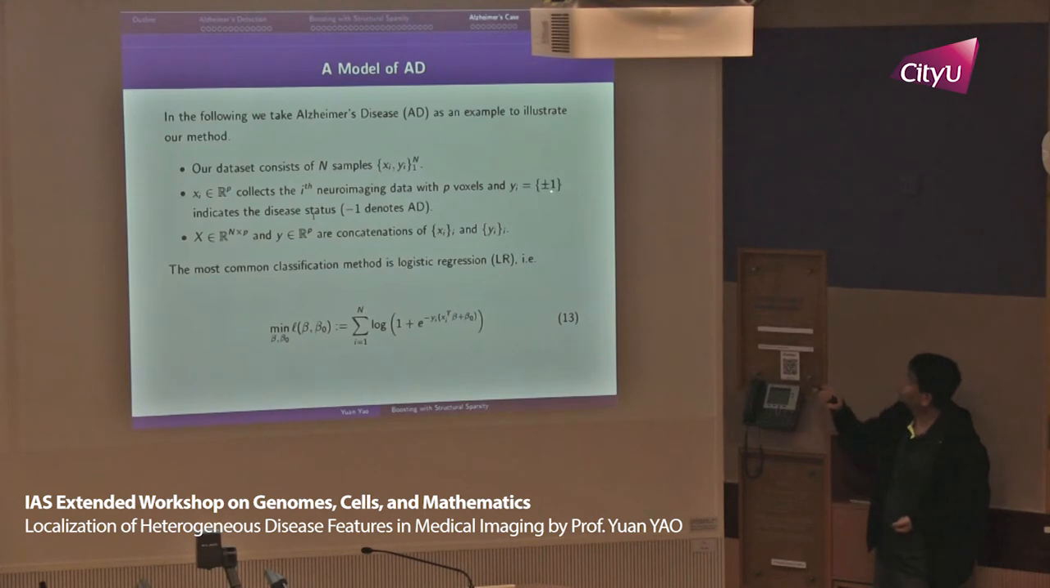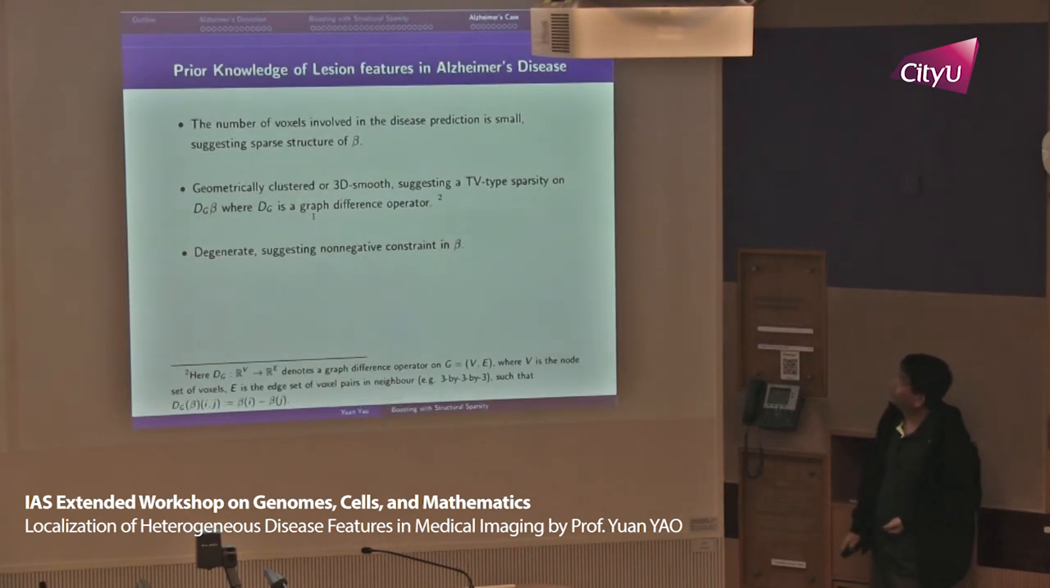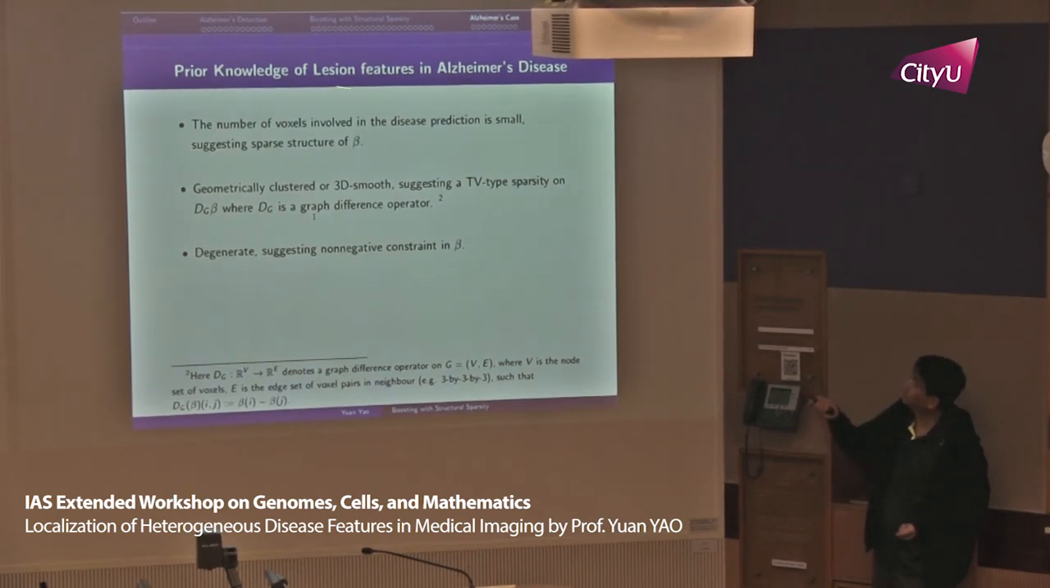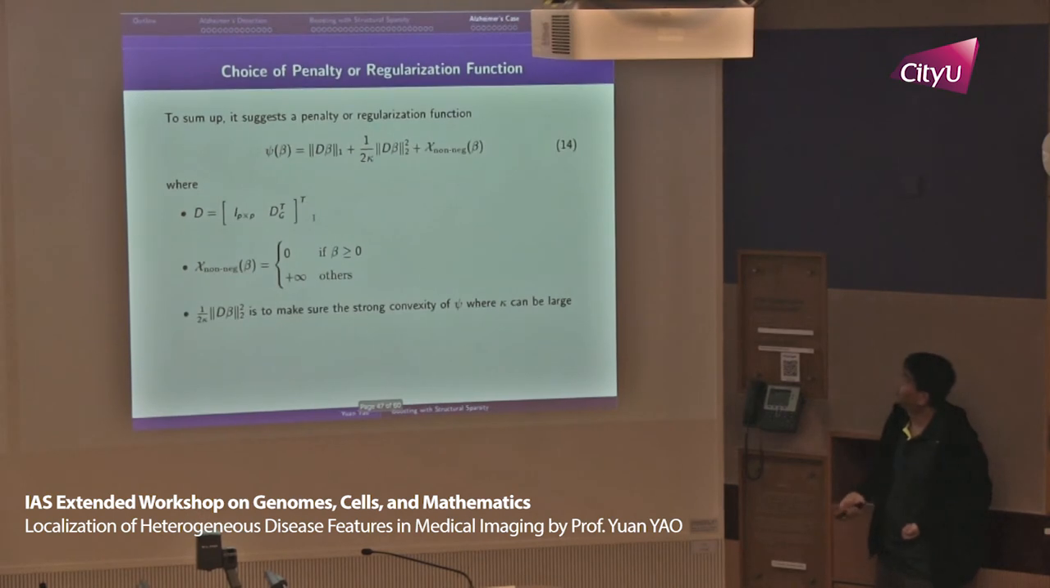And we assume the probability to generate y equal to 1 follows this logistic regression with this loss. And how do we encode the prior knowledge of lesion features? Doctors believe that for lesion features, first, the number of voxels involved in the prediction is much smaller. So it means beta should be very sparse, with a small number of non-zeros. Second, it must be geometrically clustered in a 3D smooth grid. So we can use a TV type of penalty, using a graph gradient operator, to make it an additional structural sparsity. And also, doctors think that because the lesion features correspond to the decay of gray matter, in the model that corresponds to a non-negativity constraint on beta. So all these things have to be considered simultaneously. And then you can design a penalty that looks like this.